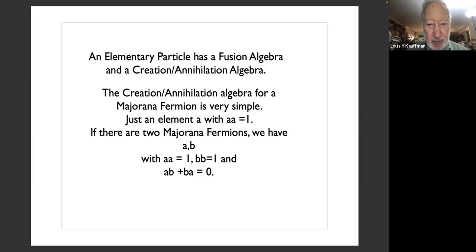I'm going to have A and B correspond to Majorana fermions. And we're going to have that in the algebra of them, A squared is 1, B squared is 1, and they anti-commute. Now that's a simple Clifford algebra, very small Clifford algebra. And so what I'm telling you is that Majorana fermions are associated with Clifford algebras. But why should fermions have anything to do with Clifford algebras?